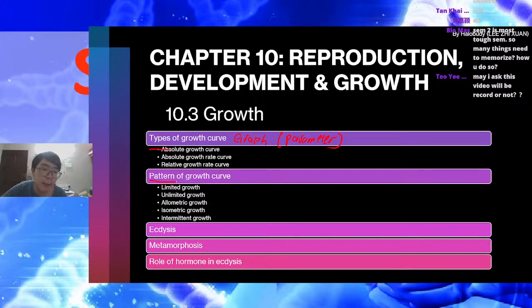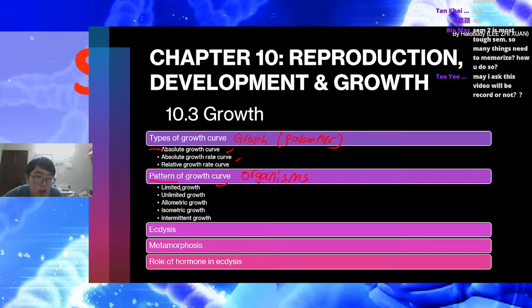Type of growth curve and pattern. Type of growth curve is based on the graph and also the parameter used, so all organisms can use this, because it is based on parameter. Pattern of growth curve is based on organism. Different types of organism will have different patterns of growth curve. So you have to know this well, and do not write the wrong one in the exam. You have to differentiate these two topics.